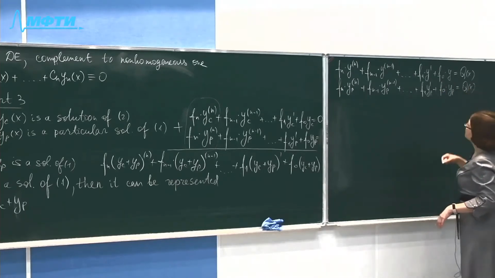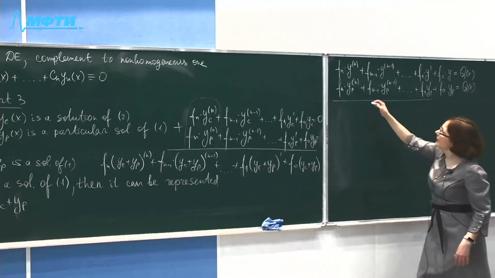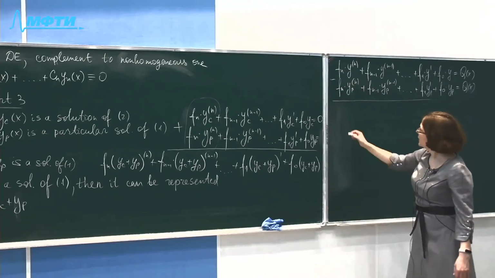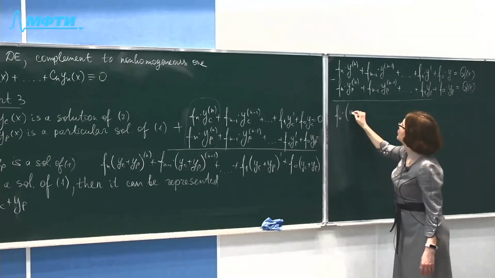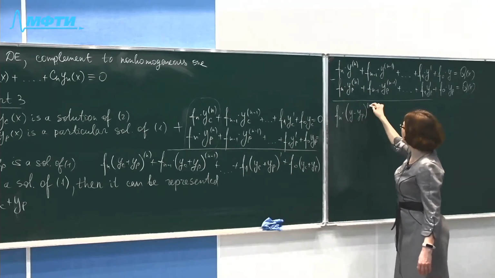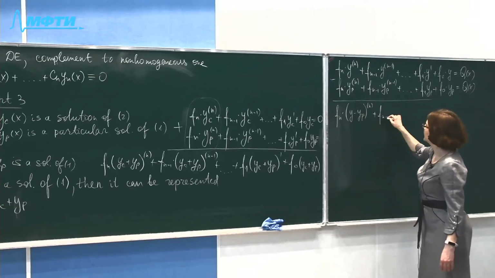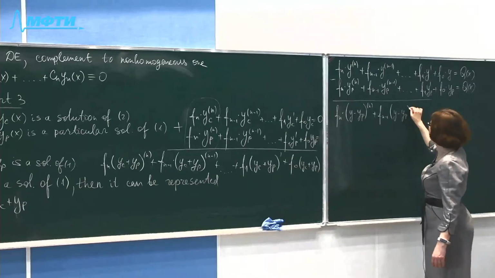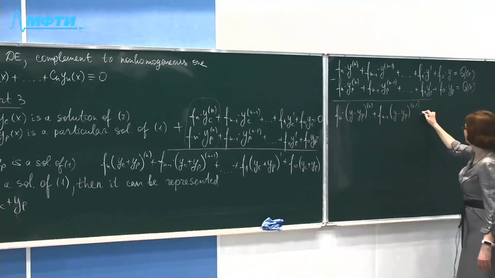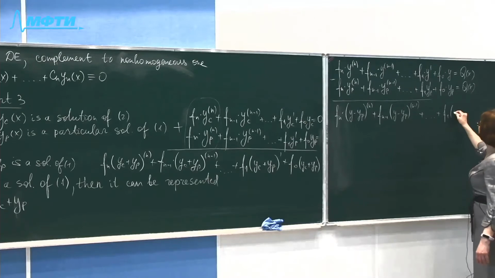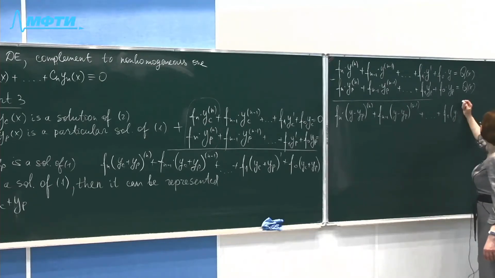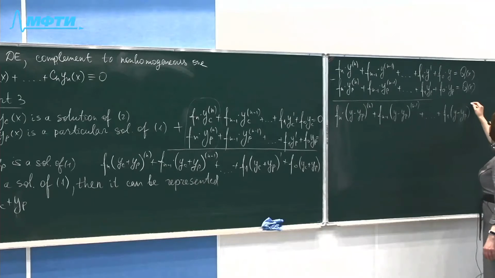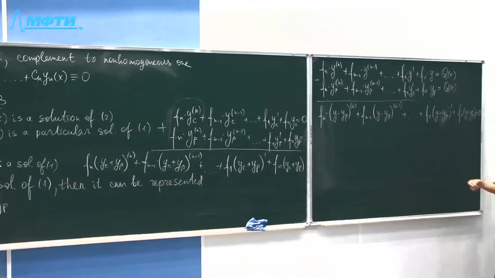Q of x. Then if we subtract, we will get the following. Fn times (y minus yp) to the nth derivative, plus Fn minus 1 times (y minus yp) to the n minus 1 derivative, plus so on, plus F1 times (y minus yp) derivative, plus F0 times (y minus yp) equals 0. If we subtract q minus q, we will get 0.